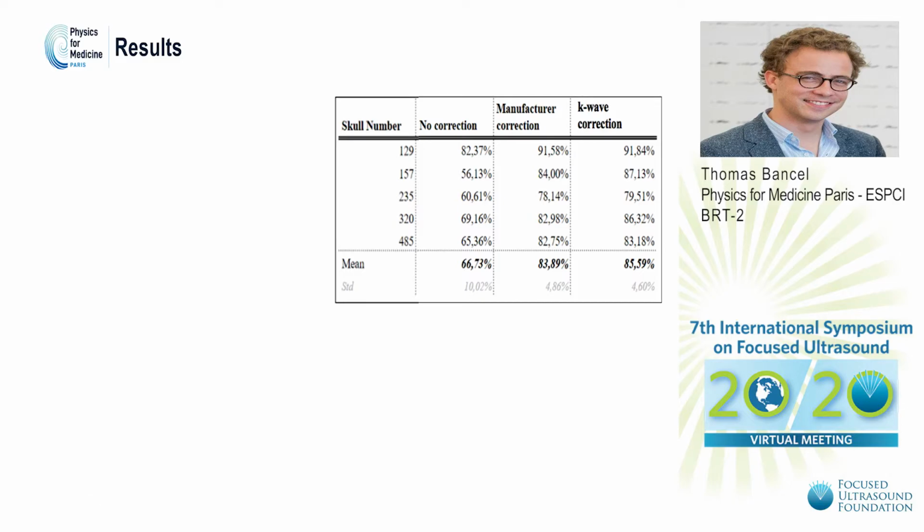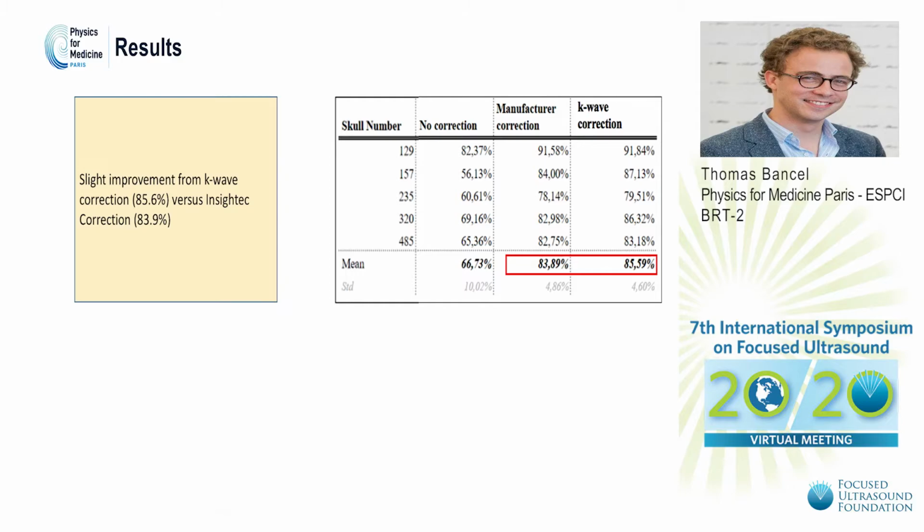So after validating this approach, we could look at the performance of both Insightec and K-wave correction. And we showed that there is a slight improvement using K-wave going from 83.9% to 85.6% with our correction. It's interesting to say that this result is in line with the previous result that we published using the same algorithm but on a different probe, different geometry, and different number of elements.